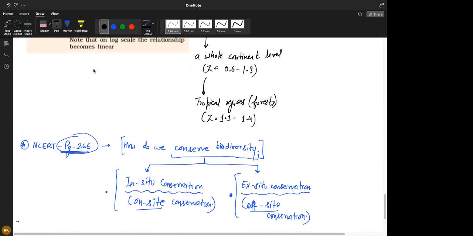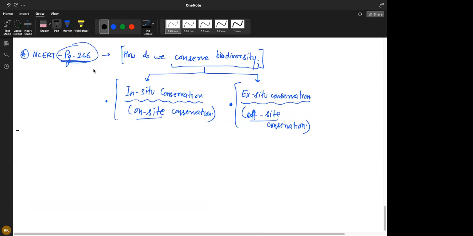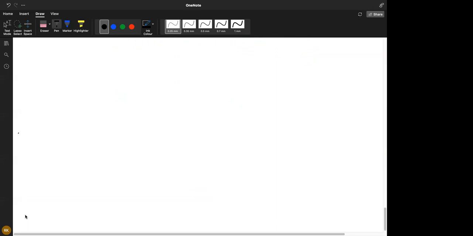And I think this is where we end, and I ask you to read how do we conserve biodiversity. So that's the last part of this chapter. If you have studied, you can tell me. There are two things that you have to study. First, the causes of biodiversity loss. So let's spend some time there and finish the chapter today.